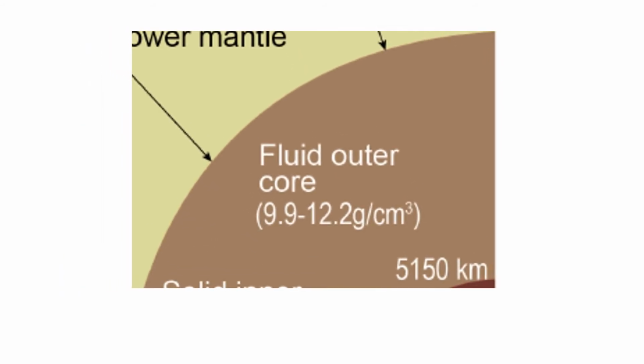Next, the layer we have is the fluid core. Okay, the fluid core density is getting denser. It's between 9.9 and 12.2 grams per centimeter cubed, and it is in a liquid state. Okay, and that's how far it is extending in, 5,150 kilometers.